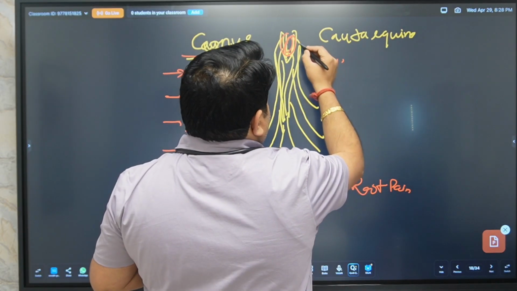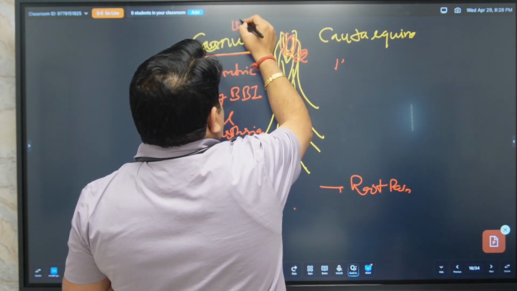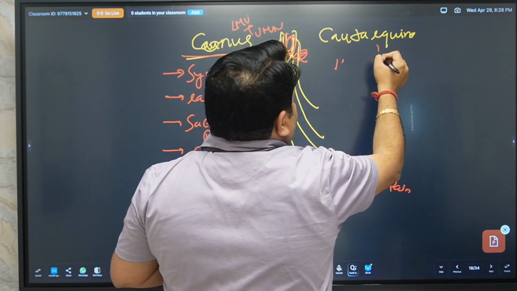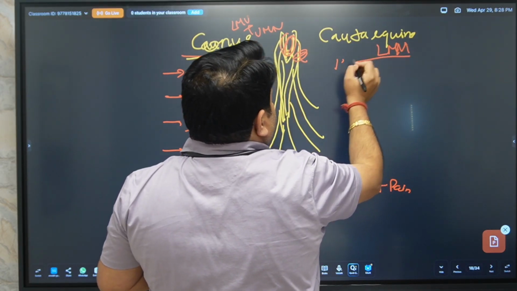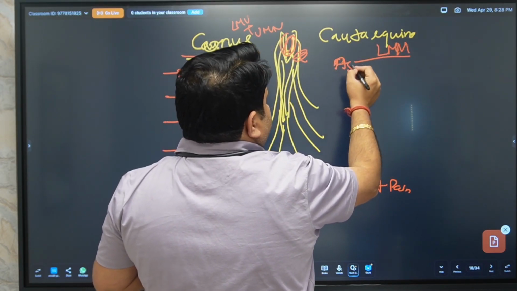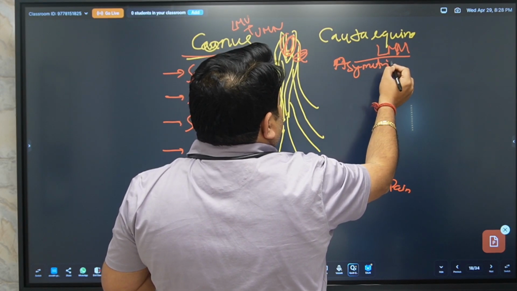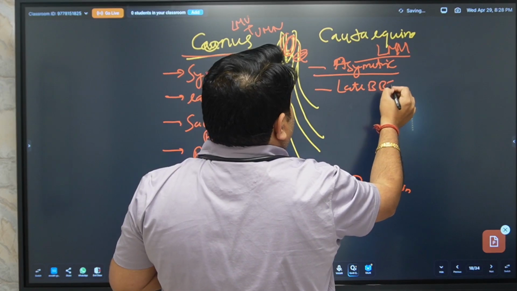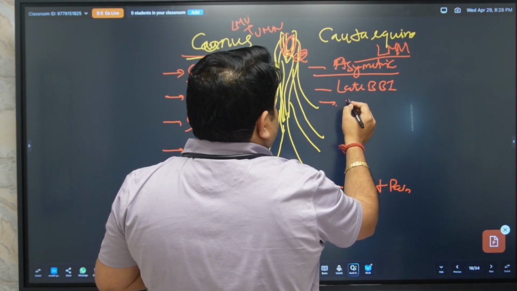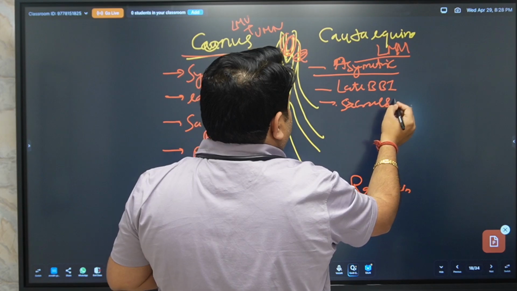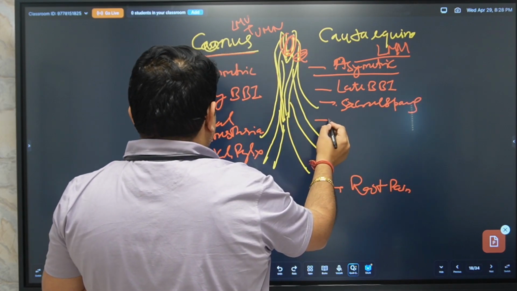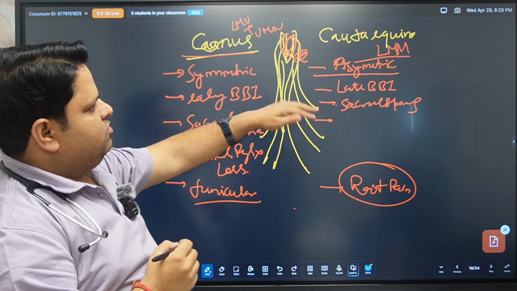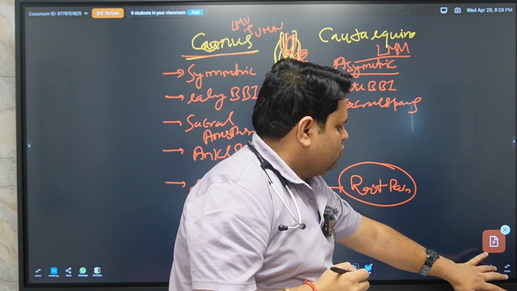In cauda equina, there is involvement of the roots. In conus, LMN plus UMN signs. In cauda equina, the lesion is LMN. Asymmetric onset, late bladder bowel involvement or no bladder bowel involvement, sacral sparing may be there. Root pain is the classical feature. Asymmetric onset, late bladder bowel involvement, sacral sparing, root pain: these are the features of cauda equina syndrome.